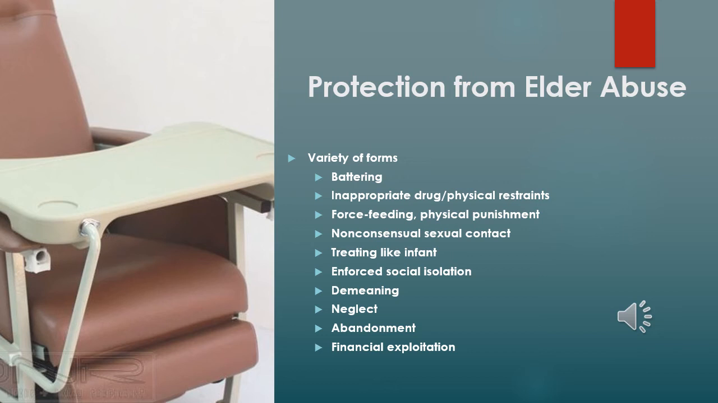In addition to that, there is force feeding or physical punishment, and non-consensual sexual contact, which unfortunately really does happen. Treating an elderly person like an infant shows a lack of respect, and this is almost part of ageism, which we're going to discuss later. There's also enforcing social isolation, so not letting them come out of their rooms after they are up and ready, demeaning them, belittling them, or neglecting them, or simply not caring for them or assisting them with their ADLs. Then there's abandonment or financial exploitation, so convincing them to give up their years of work and financial stability. They're a vulnerable population, and they can be very easy to manipulate sometimes. Unfortunately, when there's a vulnerable population, there are people who try to take advantage of them.